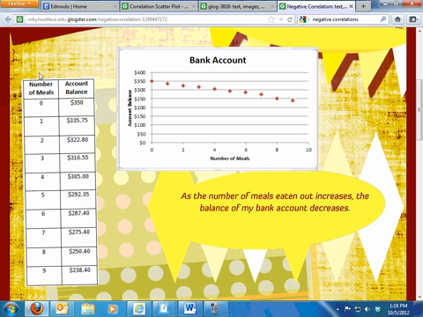As you can see here, I have a table of 10 different data points, and I see that as the number of meals I eat out increases, what happened to my balance here? It decreased. So that is what a negative correlation is. As the number of meals I ate out increased, see the trend here of my data values? They're going down. This is like a sloping downhill here. That is a negative correlation. I have a statement written about that: as the number of meals eaten out increases, the balance on my bank account decreases.